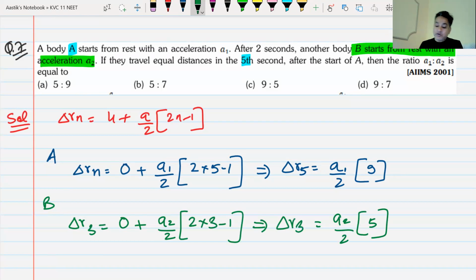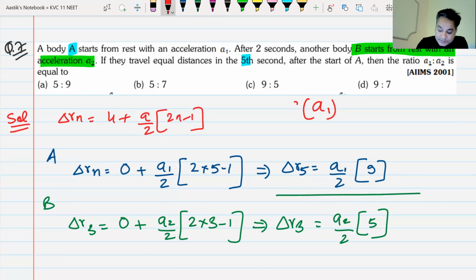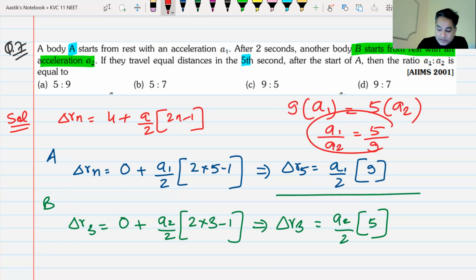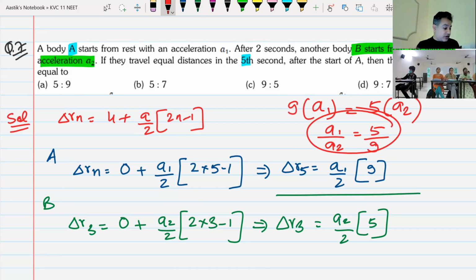You have to find the ratio of a1 by a2, and the answer is, don't make a mistake in the answer, a1 by a2. So you divide this, both are same. So you will get a1 into 9, or 9 times a1 will be equal to 5 times a2. Don't make a mistake in getting the ratio. So a1 by a2 will be 5 by 9. Do we all understand this, my dear friends? Yes or no? We got the answer. Yes or no?